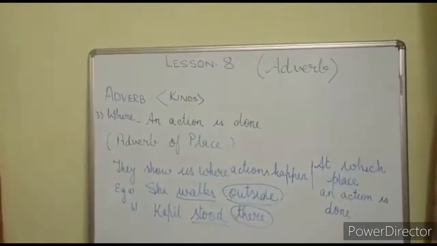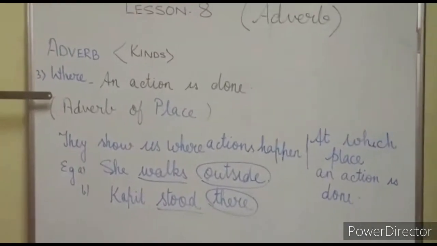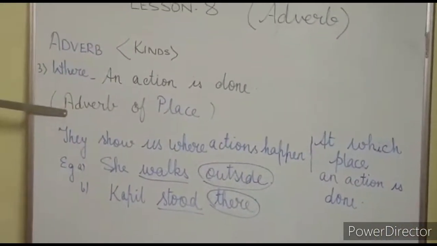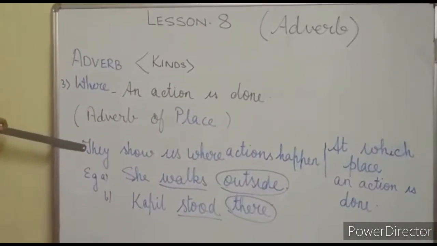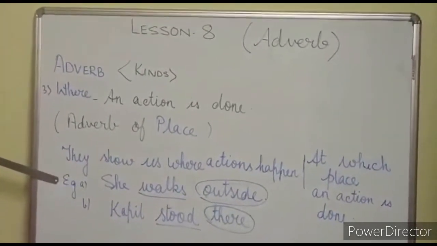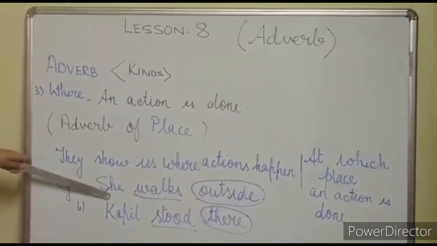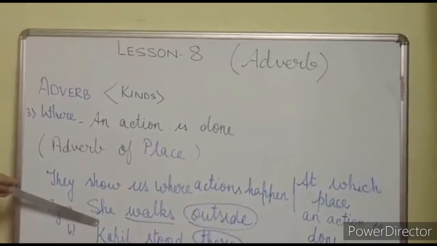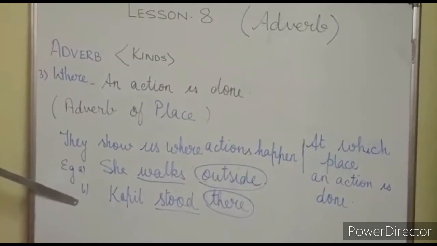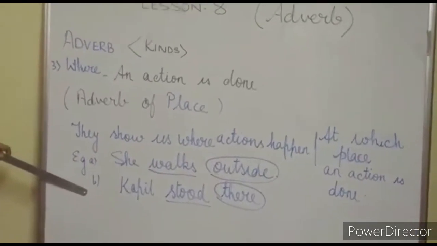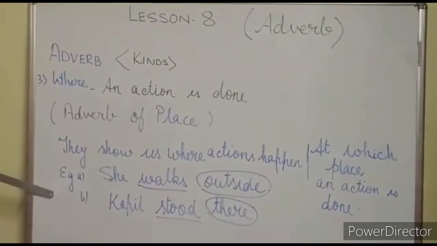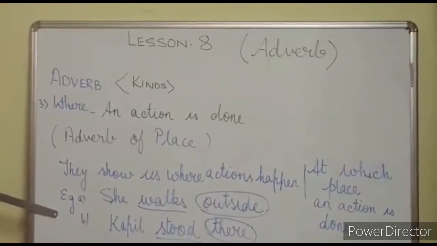Now again I am explaining it, students, so that you can understand it more clearly. The third kind which you will be studying now is where an action is done. It is adverb of place. They show us where actions happen or at which place the action is done. The examples are: she walks outside. Walks is verb. Where does she walk? She walks outside. So here outside is adverb and it is telling the place. The second one, couple stood there. Verb is stood. If we use where did couple stand? It will be there. So in these two sentences, outside and there, they are adverb of place.